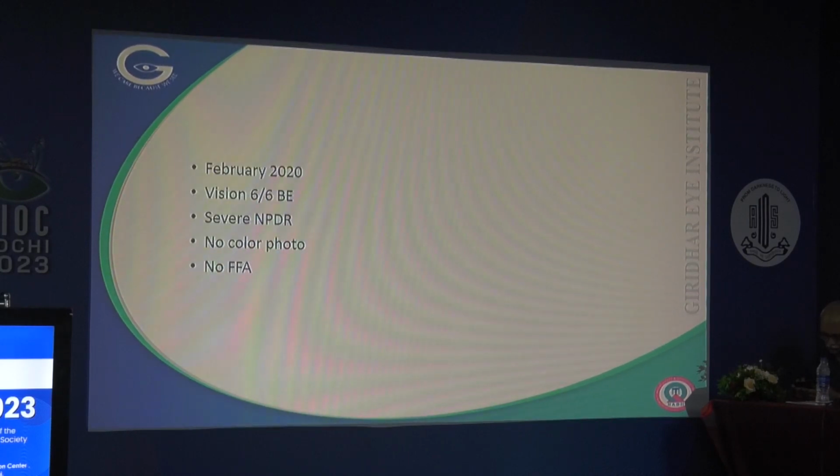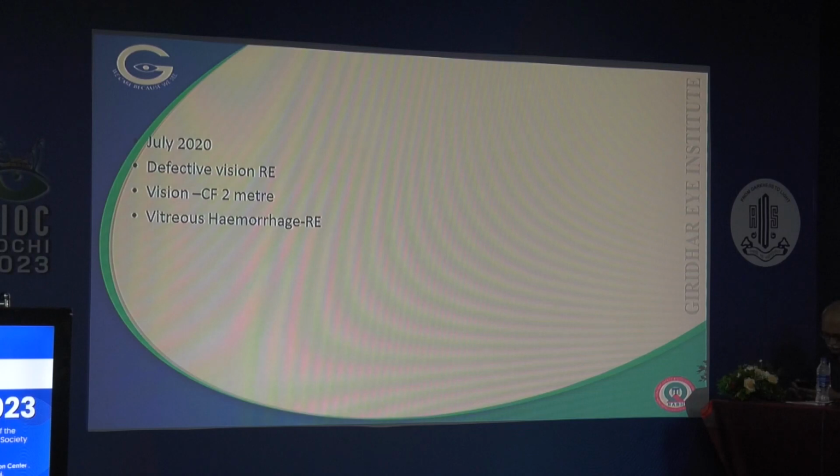The patient came back even after a month or so. Imagine, the patient has been careful. I mean, the patient probably had slight blurring of vision. Again, it was seen in the outpatient department. Everything has been documented in the chart, severe NPDR, but no color photo, no fundus fluorescein angiography, and finally, July 2020, within a matter of 3 months, the patient comes with a drop in vision, with a dense vitreous hemorrhage in the right eye, with a visual acuity of CF 2 meter.